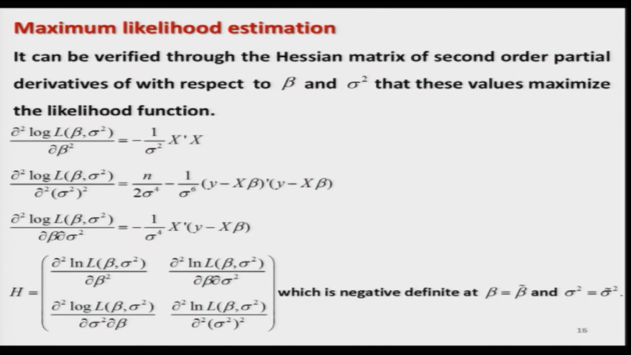Okay. So now you have obtained these values, and you need to verify whether they give you the maximum or minimum. So I can obtain the second order derivatives with respect to beta and sigma square, and we can obtain the Hessian matrix of second order partial derivatives. One can prove that it is a negative definite matrix, which indicates that the likelihood function is maximized at beta equal to beta tilde and sigma square equal to sigma square tilde.